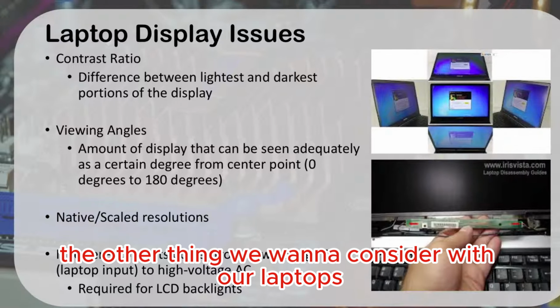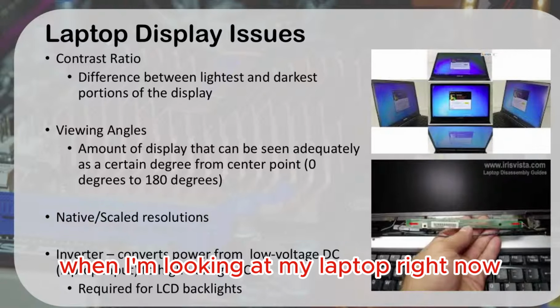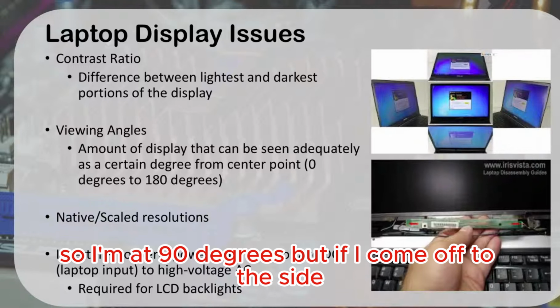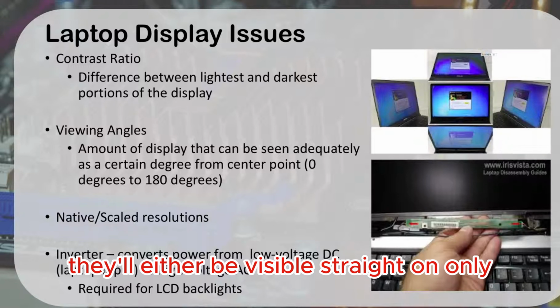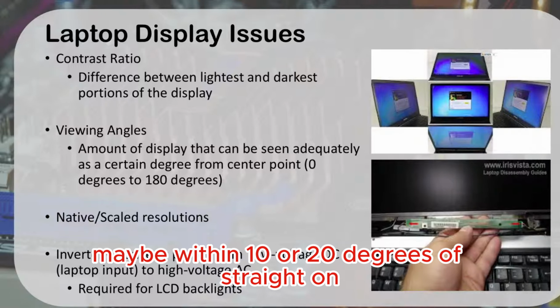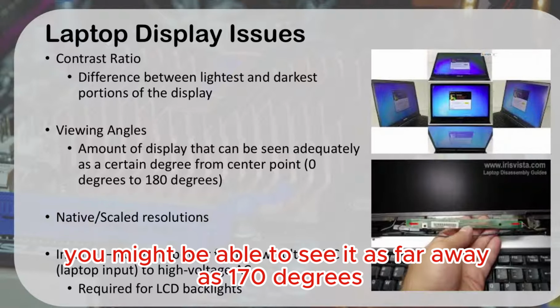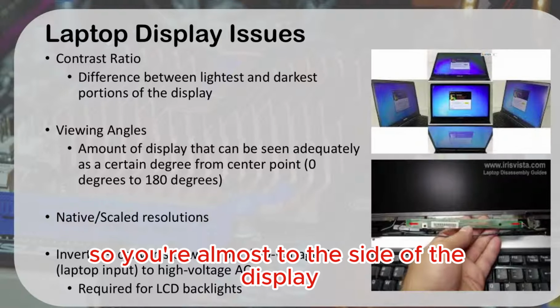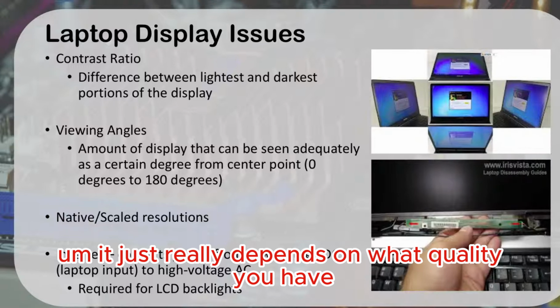The other thing we want to consider with our laptops is our viewing angle. And what that means is when I'm looking at my laptop right now, I'm straight in front of it, so I'm at 90 degrees. But if I come off to the side and I'm looking at it from over here, now I'm at like 130 degrees. Laptops, depending on how good the display is, they'll either be visible straight on only or at a narrow viewing angle, maybe within 10 or 20 degrees of straight on. If they're a high quality display, you might be able to see it as far away as 170 degrees. So you're almost to the side of the display and still being able to see it. It just really depends on what quality you have.